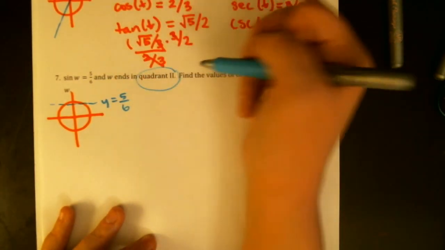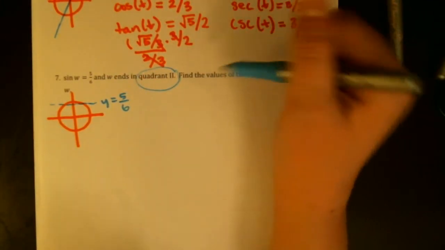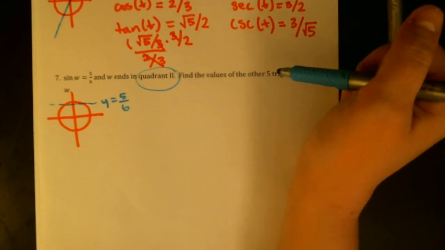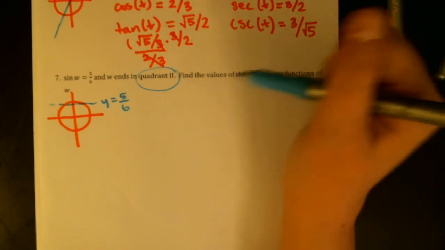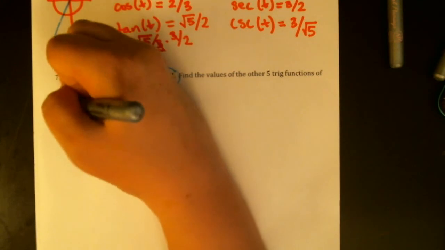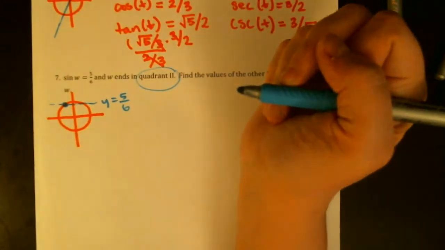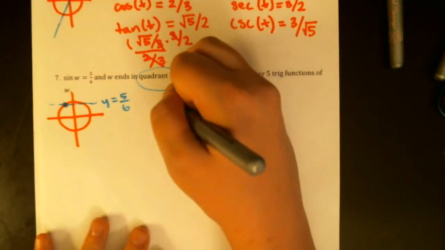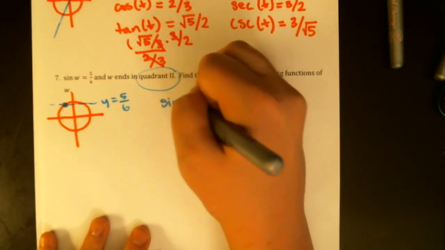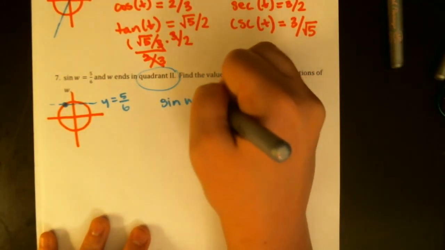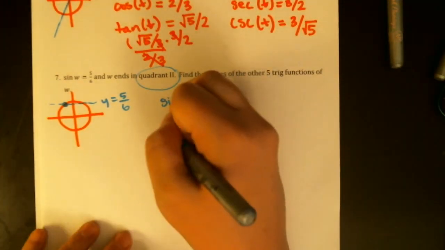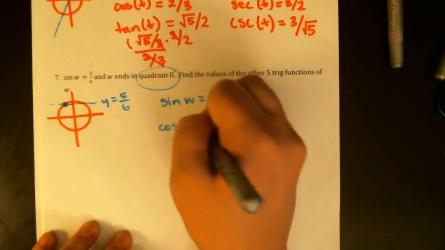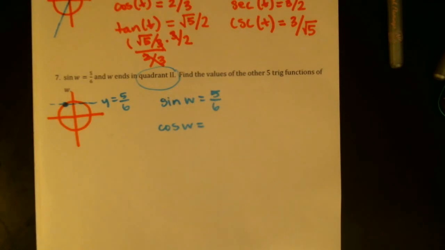So this information is really important. Otherwise, we're not going to know exactly what the value of the trig functions are. We'll be potentially off by plus or minus. So we want the point in quadrant 2 that has a y coordinate of 5/6. Okay, so one of them we've got for free. So we know that sine w is 5/6. It would be really nice to know cosine of w, and then the others should be very easy after that.